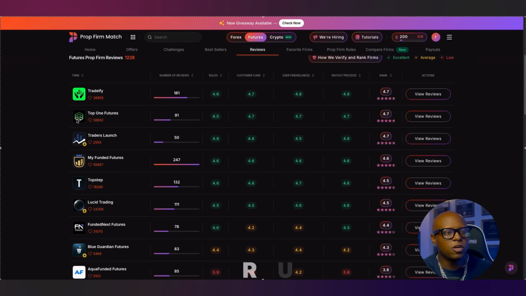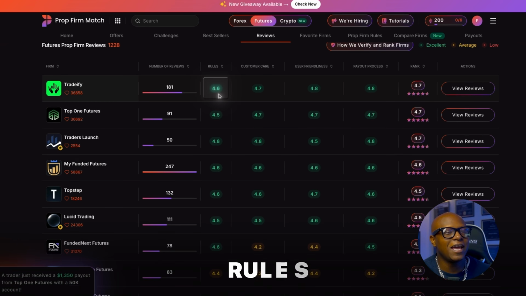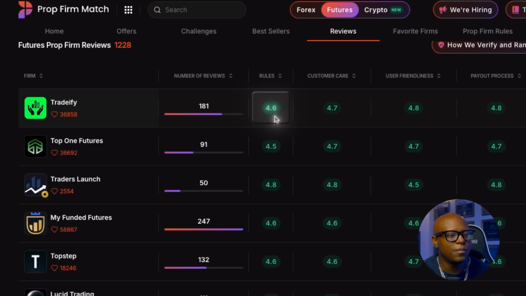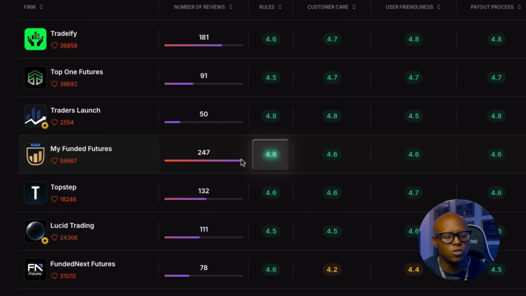Now let's take a look at what real traders are having to say about these firms. Starting with their rules, Tradeify comes in at a 4.6, MyFunded Futures comes in at a 4.6, and Lucid Trading at a 4.5. For customer care, Tradeify leads the board with a 4.7, with MyFunded Futures closely behind at a 4.6, and Lucid Trading at a 4.5. For user friendliness, again, Tradeify tops the board at a 4.8, with MyFunded Futures at a 4.6 and Lucid Trading at a 4.6 as well.